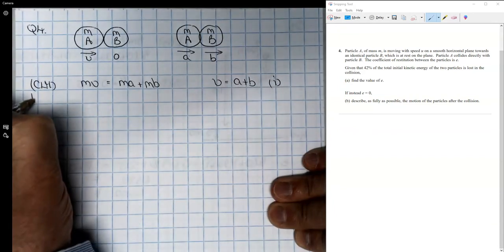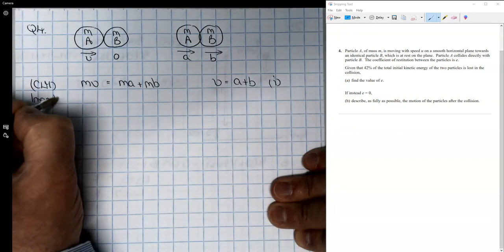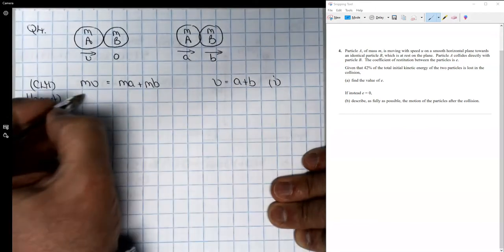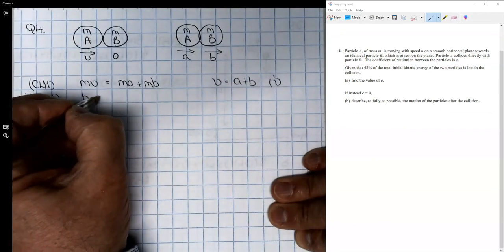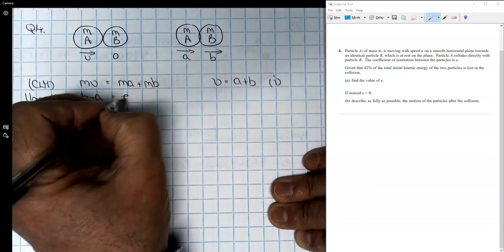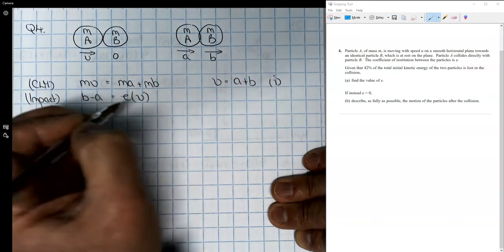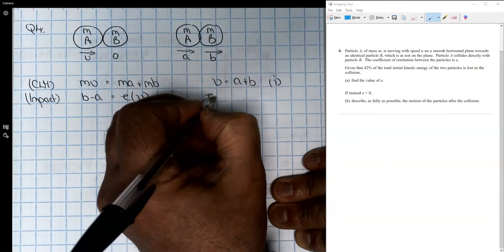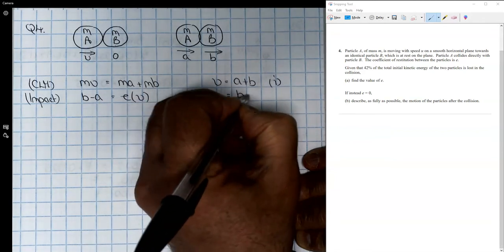Equation 1. We do the impact law. Speed of separation, which is b minus a, equals e times the speed of approach, which is u. So we get eu equals b minus a.